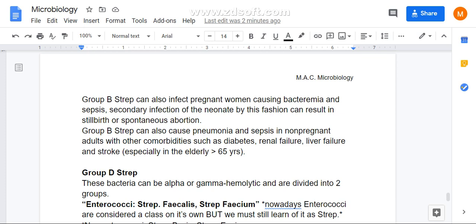So if the mom gets infected with group B strep, it could end up aborting the baby or resulting in a stillbirth, right? Group B strep can also cause pneumonia and sepsis in non-pregnant adults, specifically those that have diabetes, renal failure, liver failure, or stroke, right? Especially in the elderly. Stroke is especially for elderly people over 65 years.